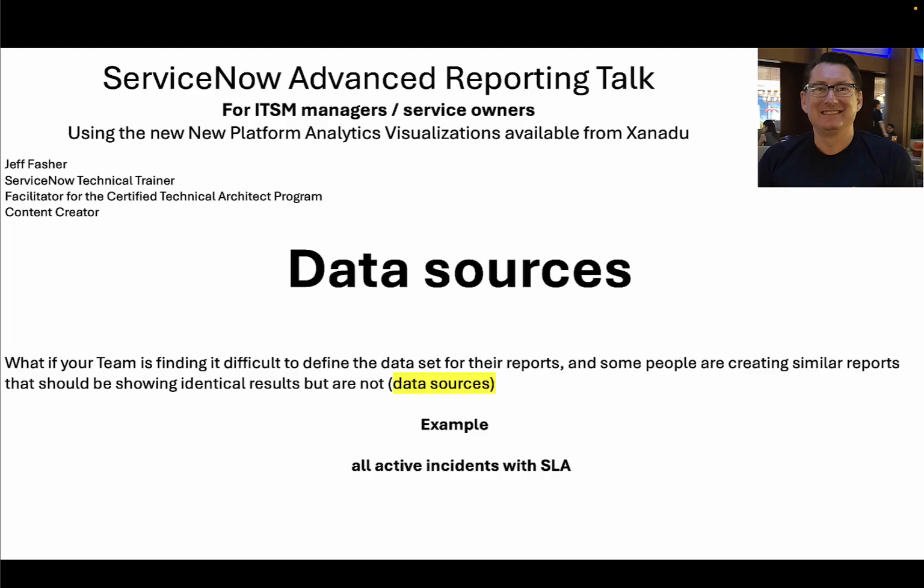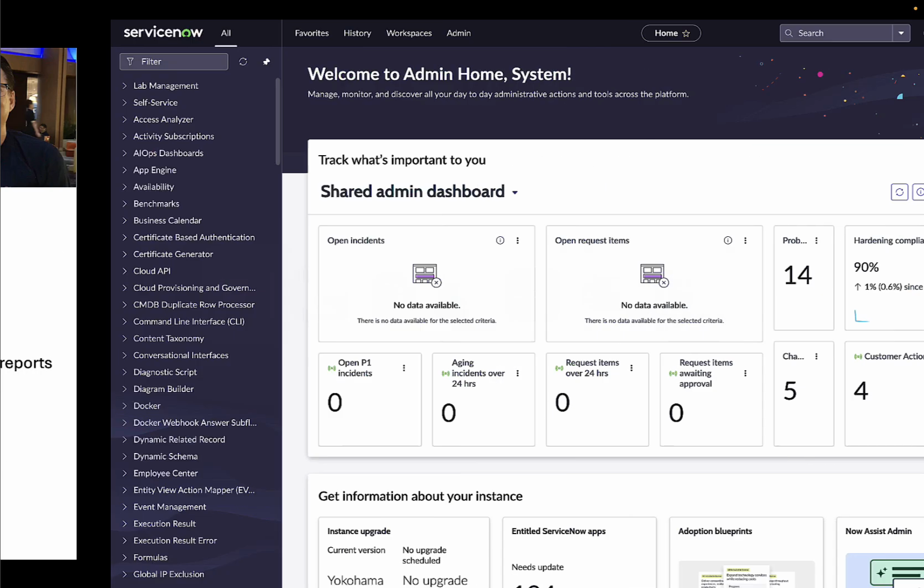And in this particular example, we've been asked to write reports based on all active incidents that also have a service level agreement active at this particular time. And so this is a prime example where you could probably quite easily get this wrong. Okay, so this is a rather simple example, but I think it will suffice. All active incidents with a service level agreement.